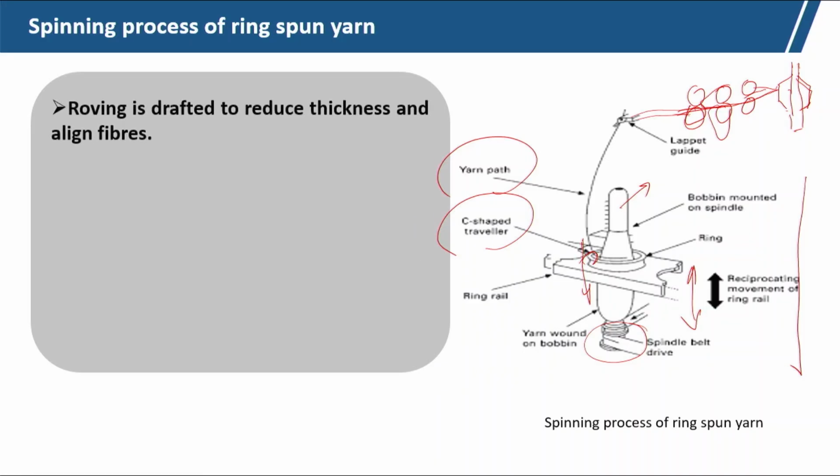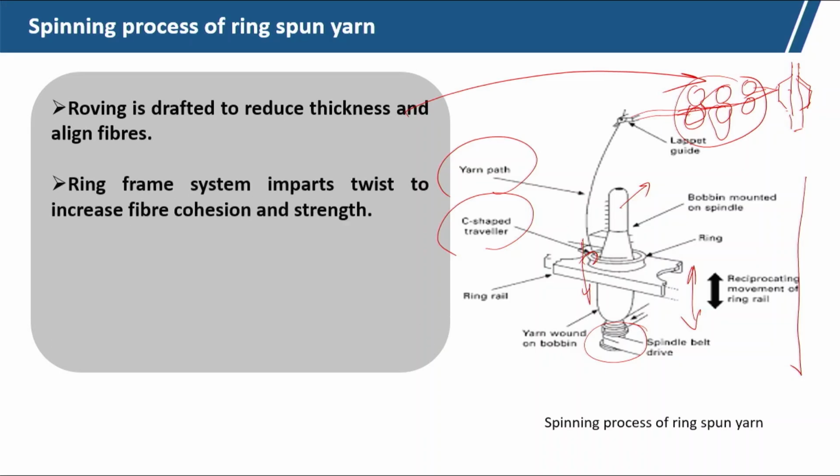So, roving is drafted here to reduce the thickness and of aligned fiber. Here it is drafted. Ring frame system imparts twist, increases cohesion. So, twisting is imparted in this zone with the help of the traveler and this ring.